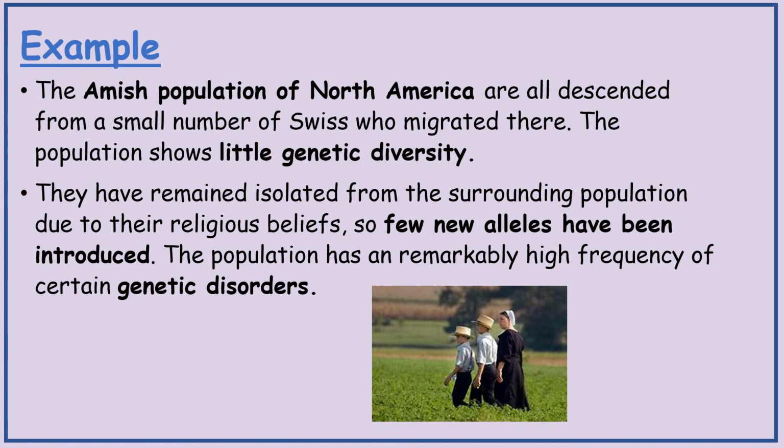As an example, the Amish population of North America are all descended from a small number of Swiss who migrated there. The population shows little genetic diversity. They have remained isolated from the surrounding population due to their religious beliefs, so few new alleles have been introduced. The population has a remarkably high frequency of certain genetic disorders.